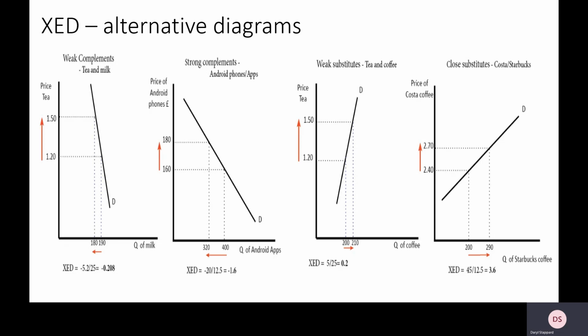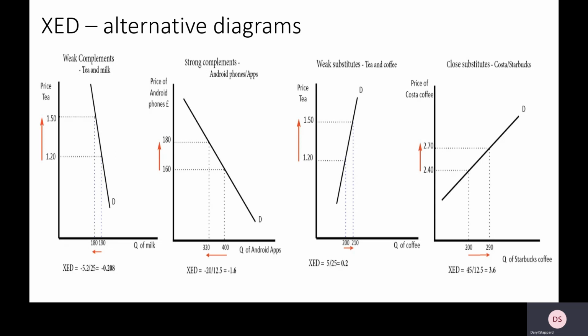In the next example, I'm looking here at Android phones and apps. Now, to me, these will be stronger complements. These are things that are really, really bought in joint demand. The Android phone, to realize its true potential, you need to download apps for it. But also, you're not going to use apps unless you've got the phone in the first place. So what we've got here is a strong relationship between these two different products.